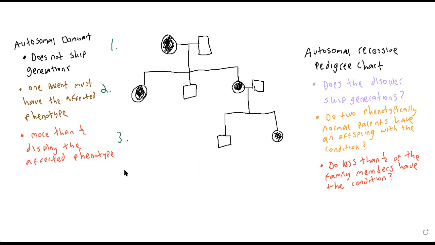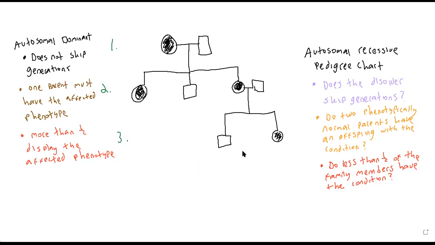All right, so more than half display the affected phenotype, or at least half. We see here that in this family, 4 of them are expressing the affected phenotype, and half of them are not.